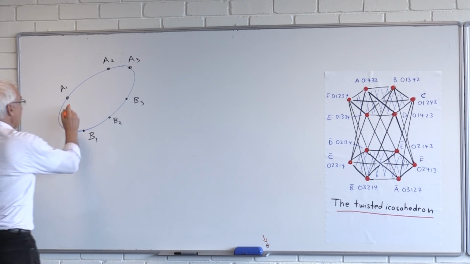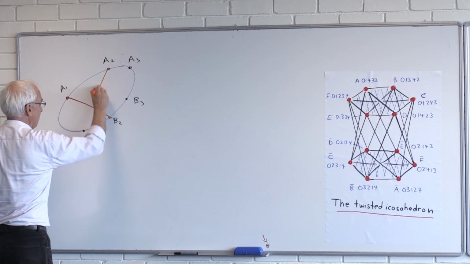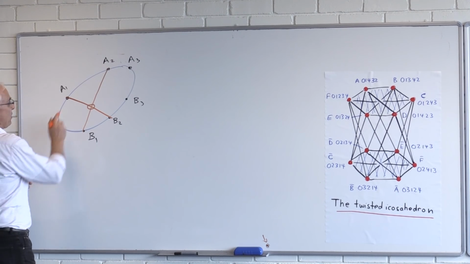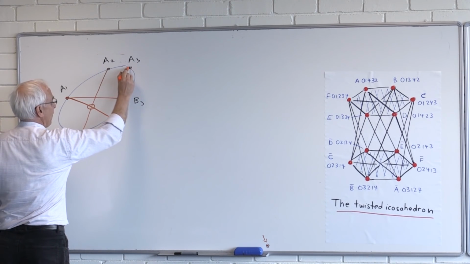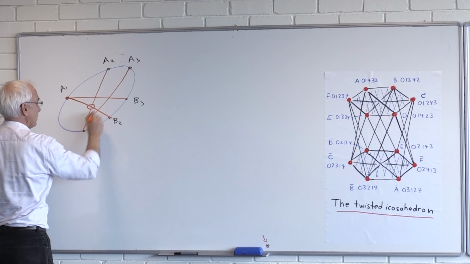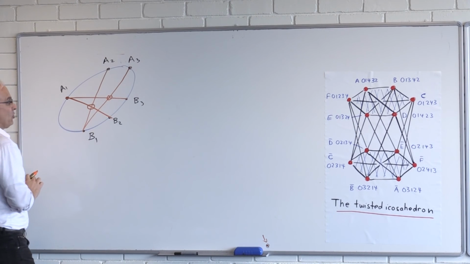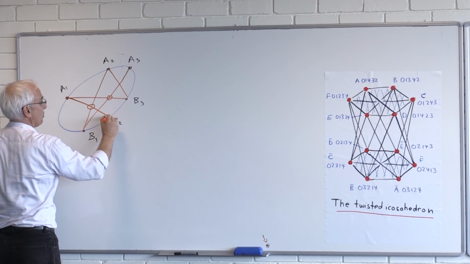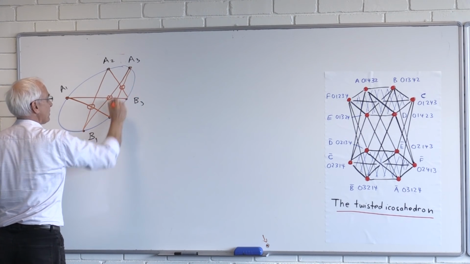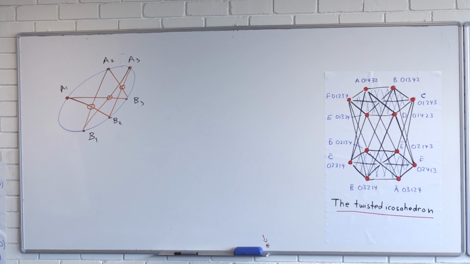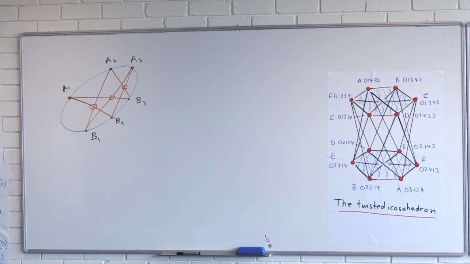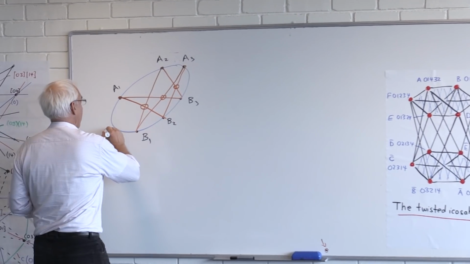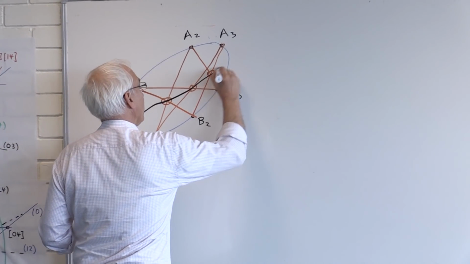Pascal's theorem says that if you connect A1, B2 and A2, B1 to get a point, and you connect the 1s and 3s to get a point, and you connect the 2s and 3s, A2, B3, with B2, A3 to get a point, then those 3 points that you've created are going to be collinear.